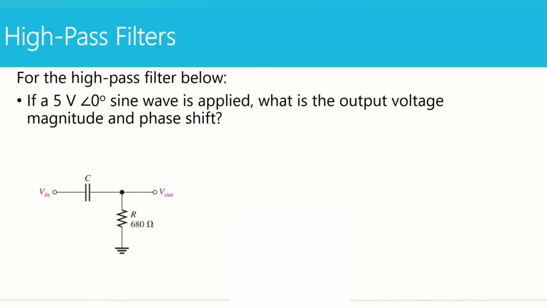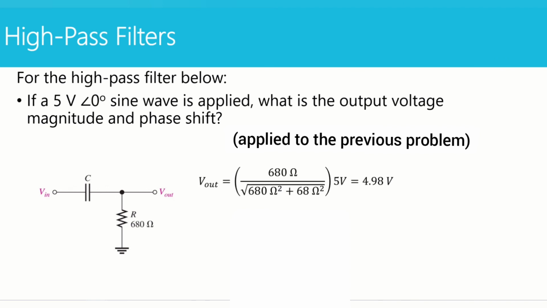And for the last problem, we have a high-pass filter. If a 5-volt sine wave is applied, what is the output voltage, magnitude, and phase shift? So we're going to set up a voltage divider. And we're going to use our equation for phase shift right here.